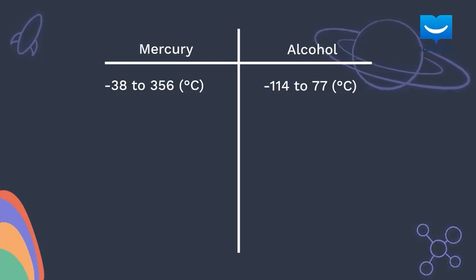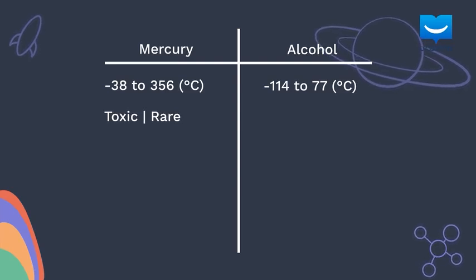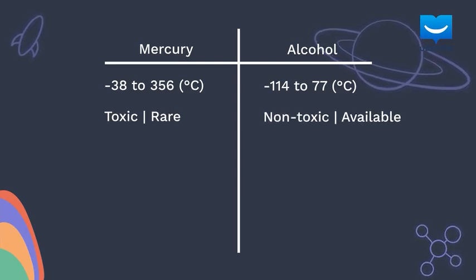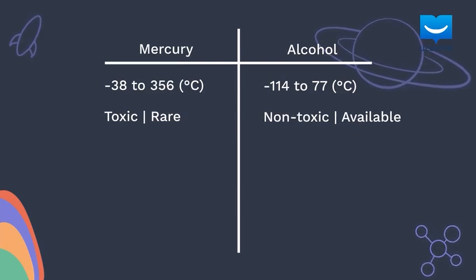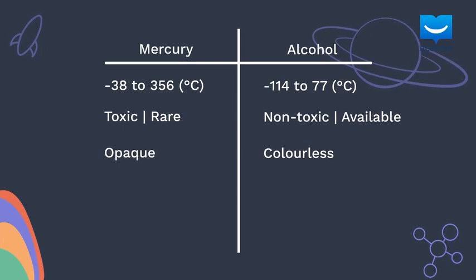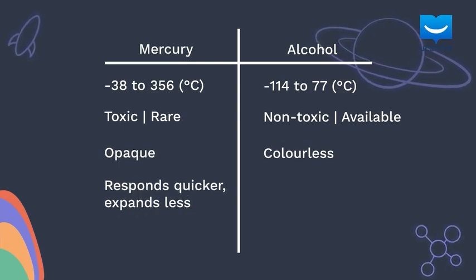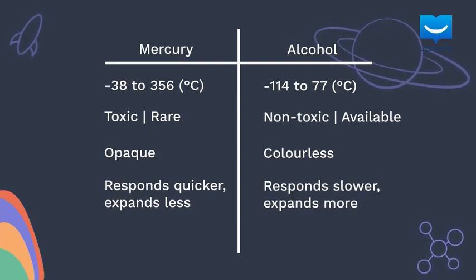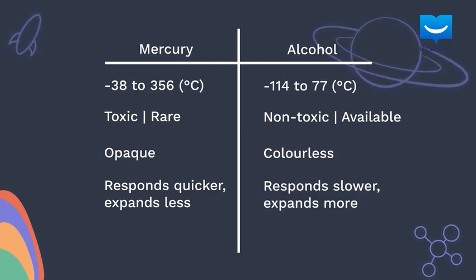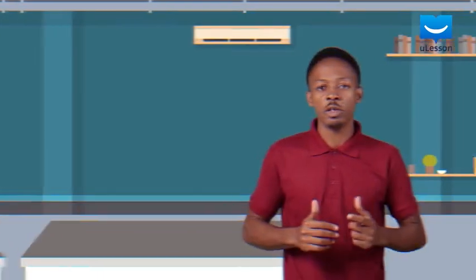lower temperatures. Mercury is toxic and not easy to find, while alcohol is not toxic and it's readily available. Mercury is opaque and can be seen easily, while alcohol is colorless, so it must be dyed to be seen. Mercury has a higher thermal conductivity, which means it responds to temperature changes quickly. Alcohol has a lower conductivity but has a higher thermal expansion. What this means is that while it expands slowly, a small temperature rise will cause a greater rise in the bore than for the same volume of mercury.